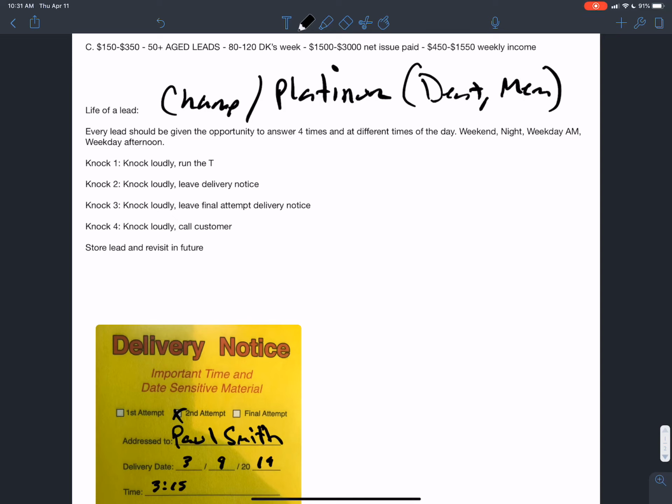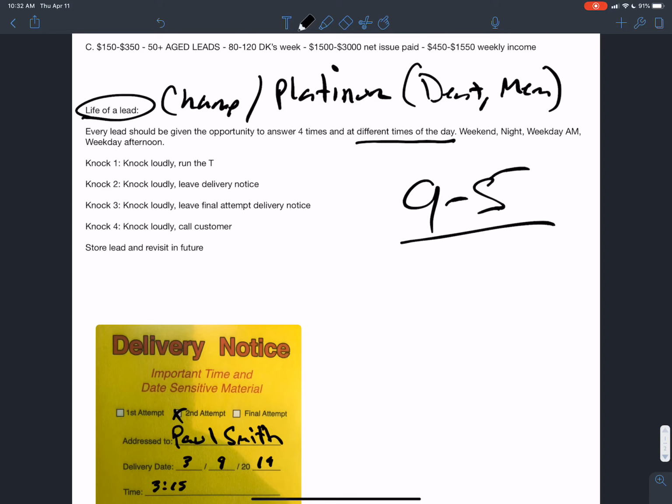Okay, so for a fresh lead, this is what a lead's going to look like. This is what you're going to do. Every lead, you need to give them the opportunity at least 4 times to come to the door. But more importantly, it has to be at different times of the day. Do not work the 9 to 5 schedule. Okay? You got to stagger your schedule.